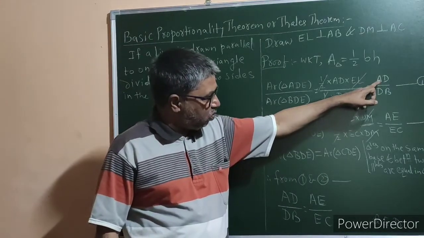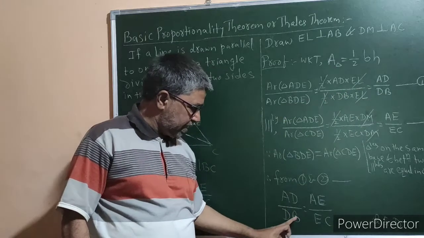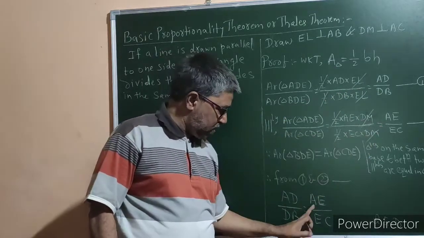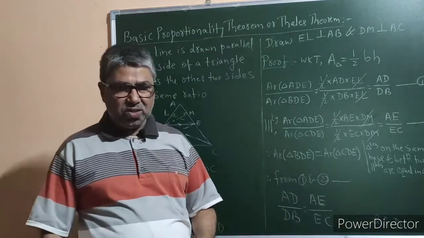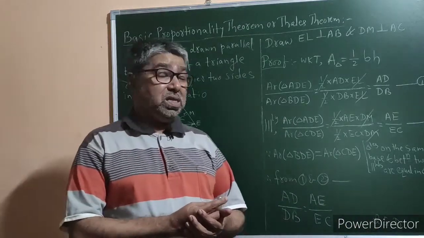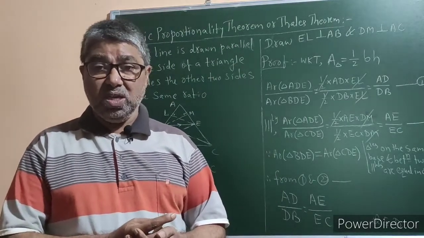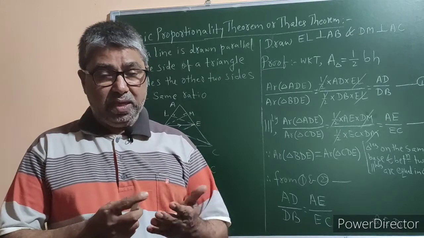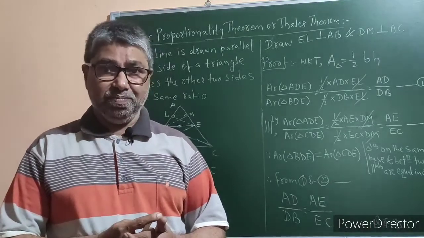Therefore from 1 and 2 we prove that AD upon DB is equal to AE upon EC. QED, that is quod erat demonstrandum. This is how the Basic Proportionality Theorem or Thales theorem is proved, and how we write the proof of the theorem.